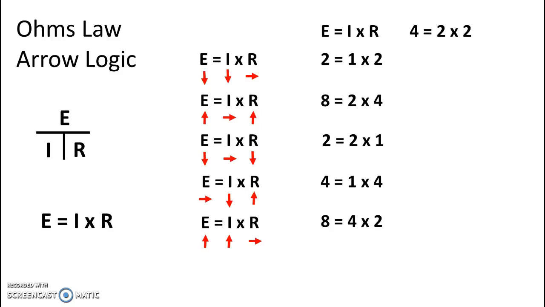You can use this in parallel. So if voltage stays the same, which we know it does in parallel, and my resistive value within the branch goes up, I would expect current to go down.